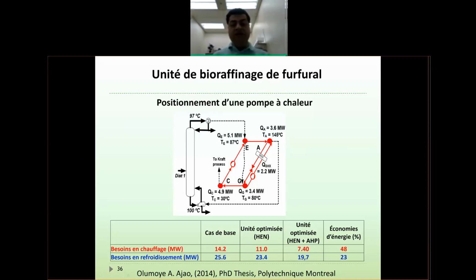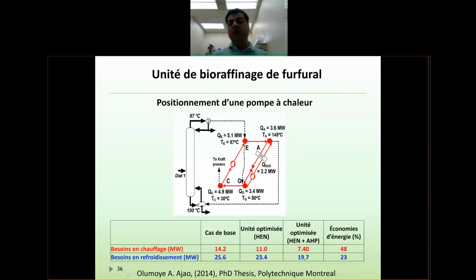But if you apply a heat exchanger network, for example, by a pinch, the required heating is going to be decreased to 11 and the required cooling is going to be decreased to 23.4 megawatt. But if you apply a heat pump, then you get more promising energy saving. So if you apply a heat pump to this heat exchanger network, the required power is going to be 7.4 and the required power for cooling is going to be almost 20 megawatt.